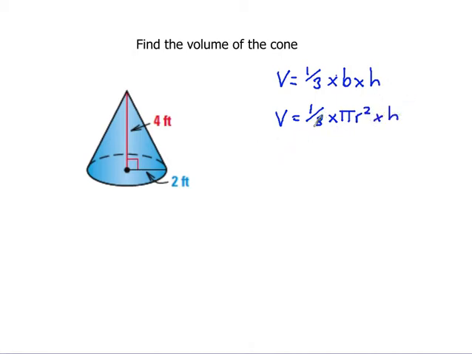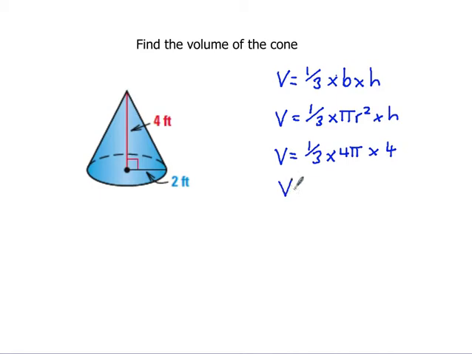So let's input what we know. We're looking for the volume, and we're going to find a third of pi times the radius squared. Radius is 2, 2 squared is 4, so we've got a third multiplied by 4 pi, which is my base, times the height, which is 4.